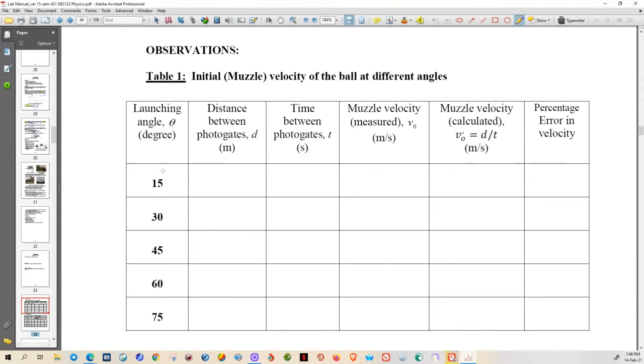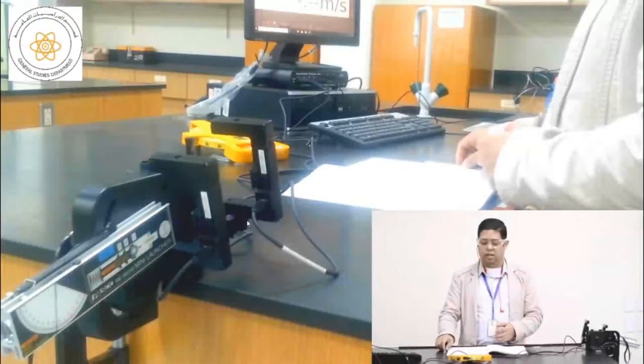Okay, there you go. So this is 10 centimeters. Okay, we change it to meter. Is that clear? Now it's clear. Let's continue. What are we going to do next?